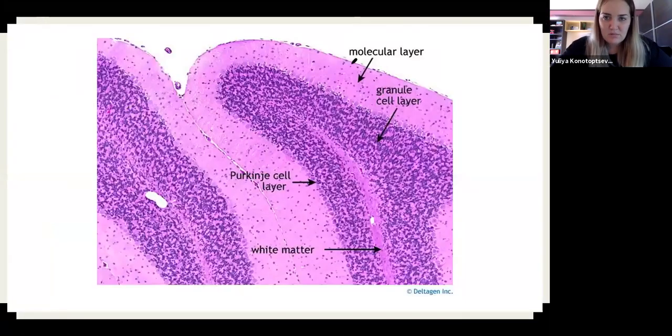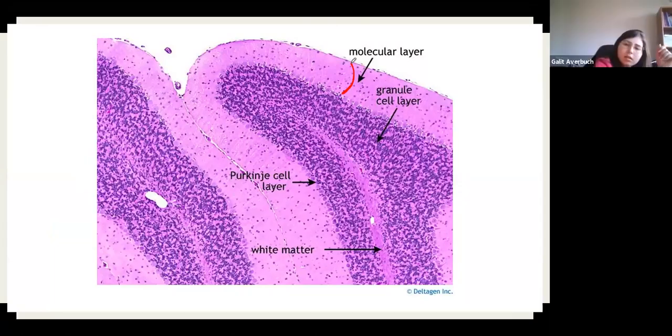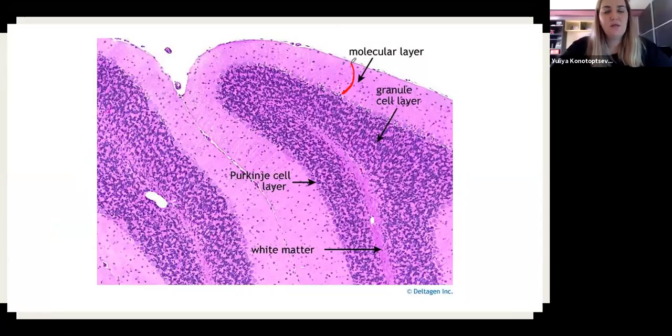Could you tell me, in molecular layer, which cells? Stellate and basket, and they are inhibitory. Purkinje layer possesses Purkinje cells, inhibitory. Granule layer possesses granule and Golgi, right? But Golgi is inhibitory, granule is excitatory.